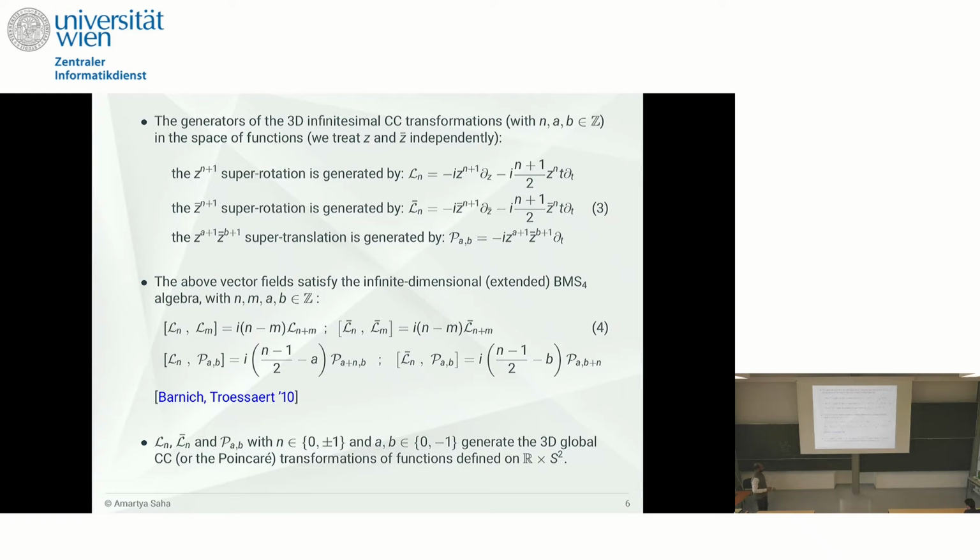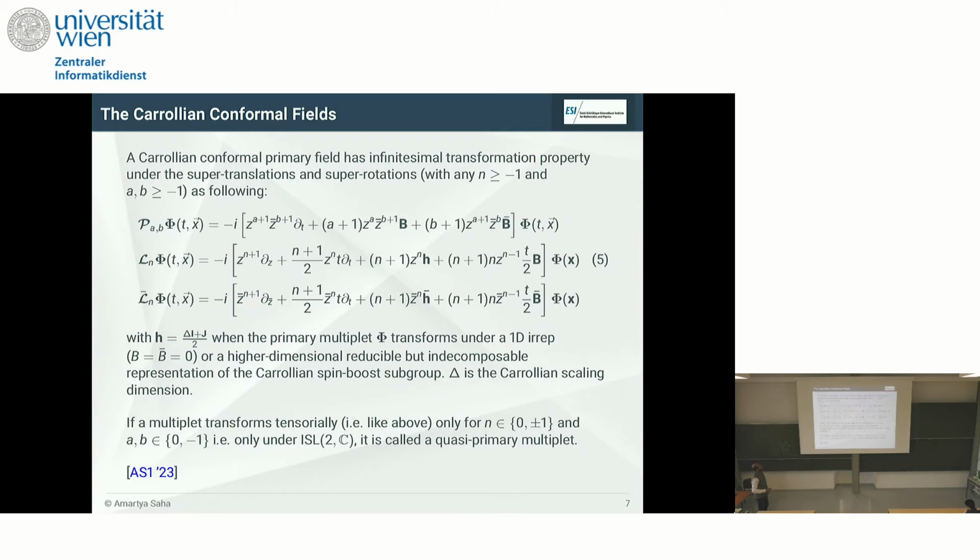So this is just the algebra of differential operators that generate the extended Carrollian conformal transformations. Of course, we have 10 generators for the global Carrollian conformal transformations, and this exactly matches the number of generators of the ISO(3,1) Poincaré group. And these are the primary transformation rules. These may look familiar, like 2D CFT transformation rules, except that there is one extra time coordinate also.